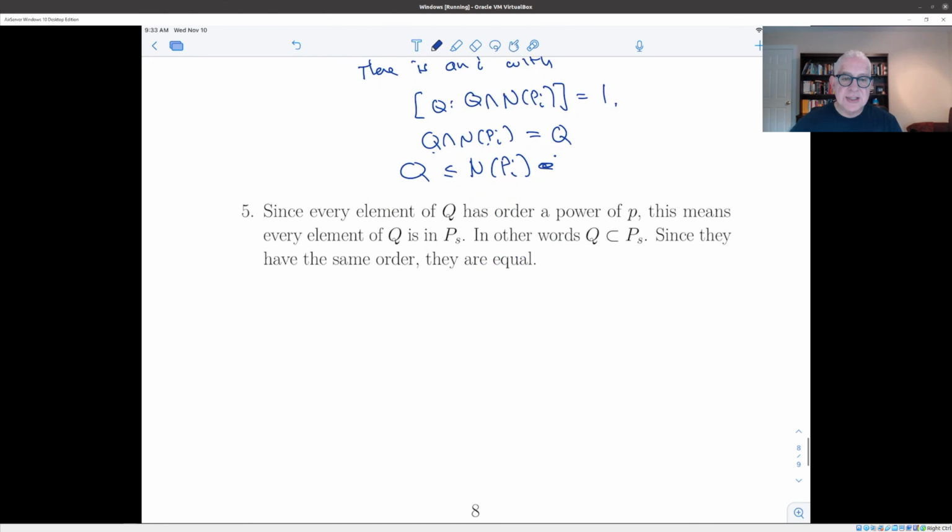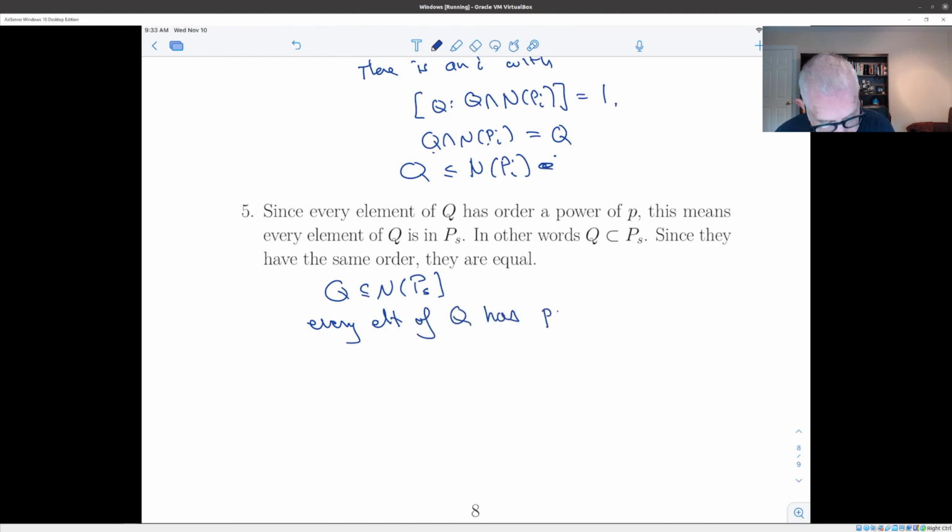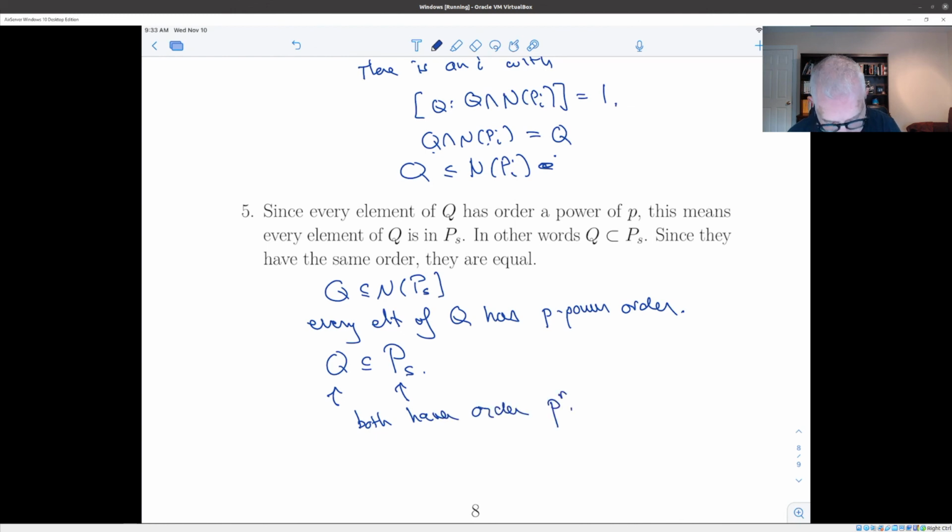But at the same time, every element of Q has order a power of p. So if Q is in the normalizer of Pi, and every element of Q has order a power of p, then we proved that in that case, every element of Q is actually contained in Pi. But Q is a Sylow p-subgroup and Pi is a Sylow p-subgroup, so they have the same order. So they're equal. So what we did is we showed that if we took an arbitrary Sylow p-subgroup, it has to occur on our list. So that's a proof of Sylow's second theorem.